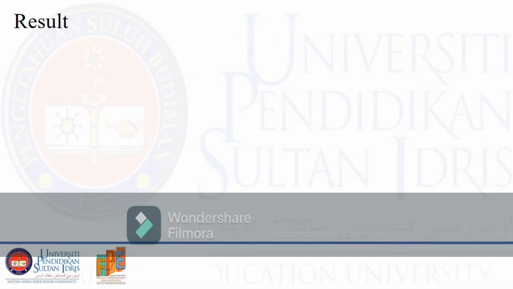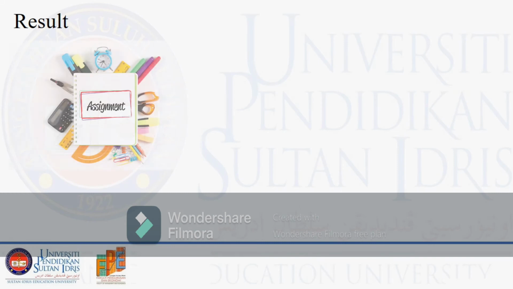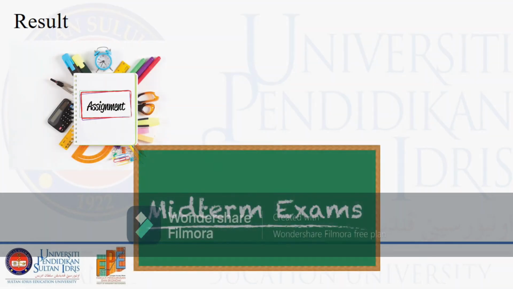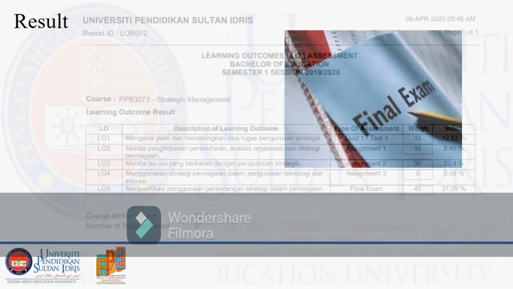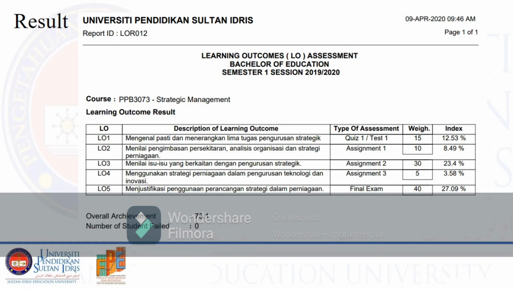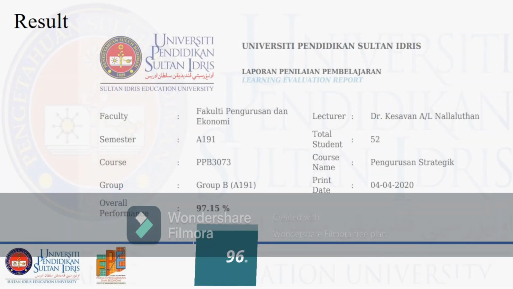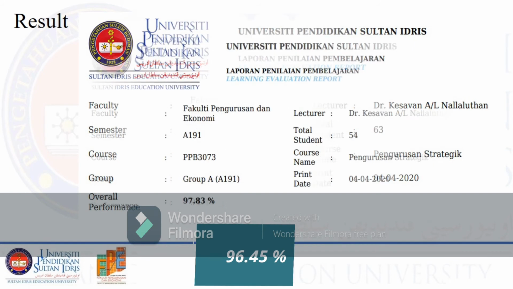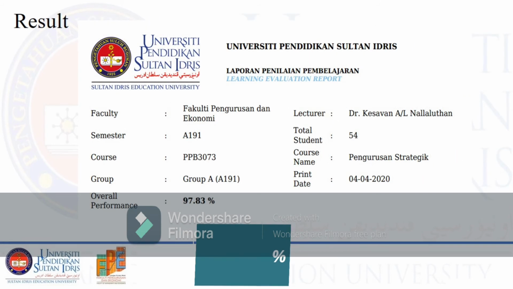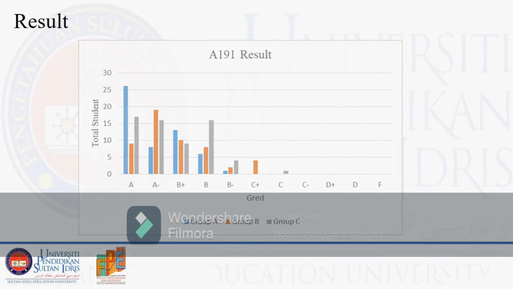This triple-based teaching approach, which developed the student-as-manager model, consists of assignments, midterm exams, and final examination. Therefore, at the end of the semester, A191 shows that the overall course learning outcome of the strategic management subject was 75.1%, which is good performance, meaning more than 70%. And the overall subject performance, which is the students' evaluation on the subject and lecturer, was 96.45%. Furthermore, from the final results, it is clear that 30.77% of students get A.